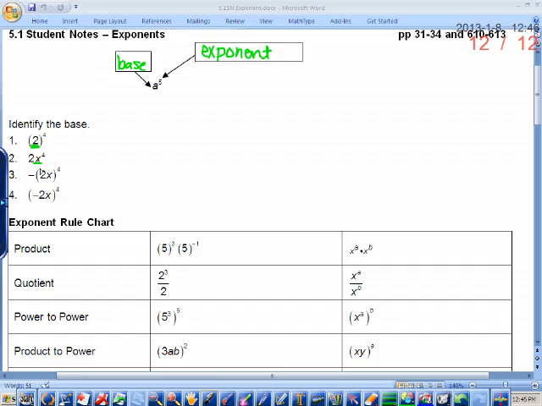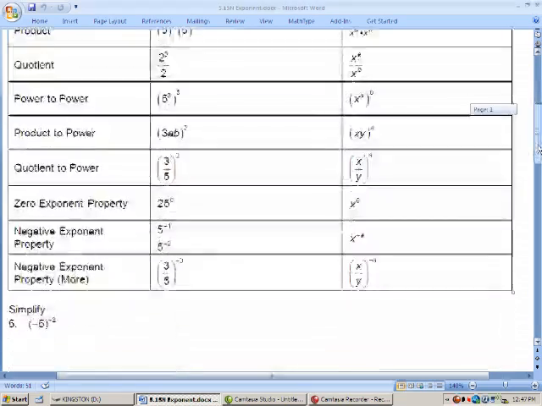In number 3, though, what's your base? 2x. Yeah, because it's in parentheses. So it tells you that the whole 2x is being raised to the power. And then what about in negative 2x to the 4th? Negative 2x. So I challenge you to really take a second and make sure you know what the base is that you're dealing with.